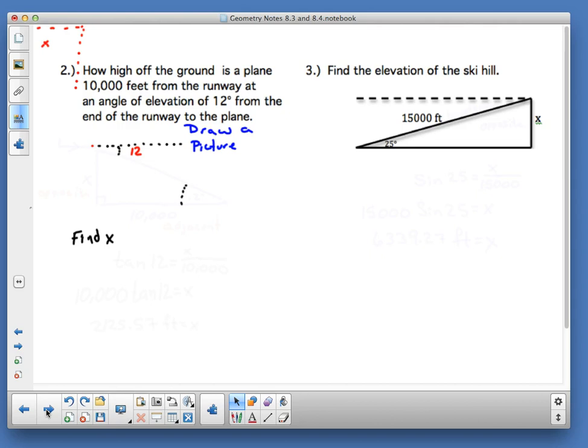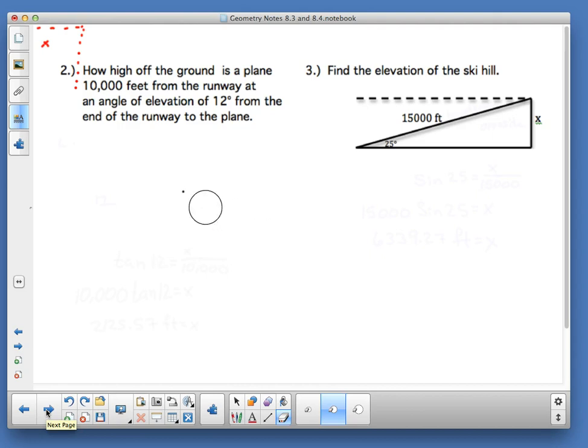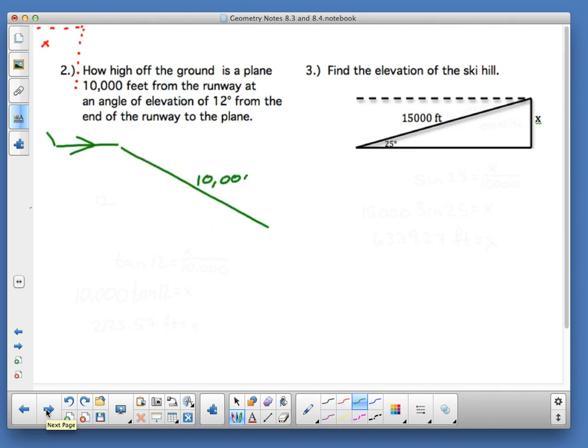So how high off the ground is a plane? It's 10,000 feet from the runway, okay? What I want to do here is make a picture. I've got a plane. It's 10,000 feet from the runway, and it's got an angle of elevation from the ground of 12 degrees.